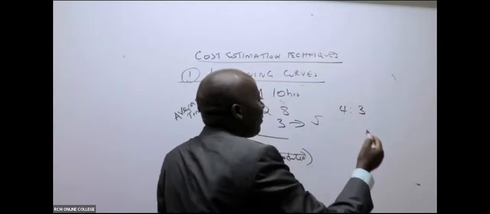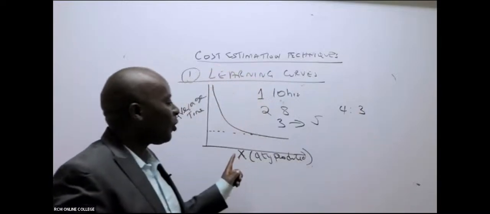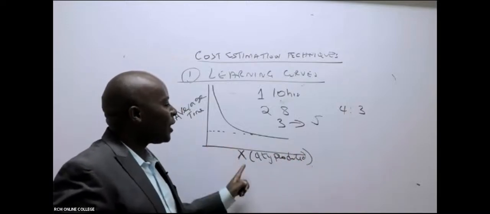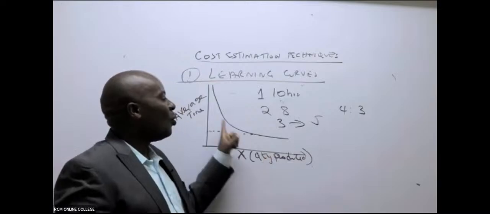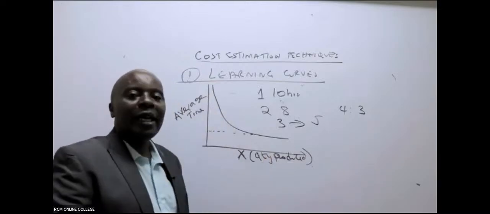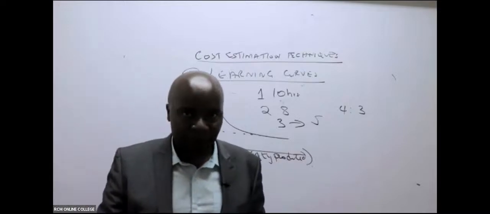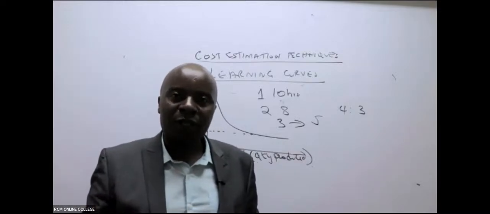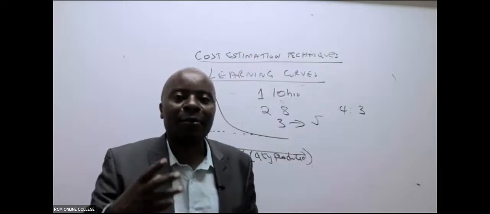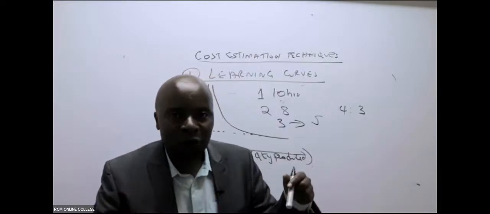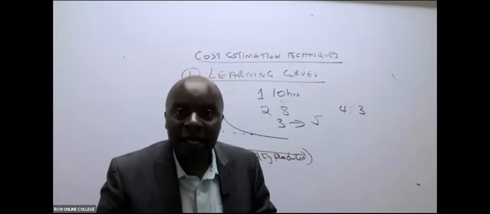So every time the quantity I produce increases, what happens with the average time? The average time will keep on going down and down and down. But now let me ask you a question. Of course, as I produce more, I gain more experience, and I start producing these goods quite faster.